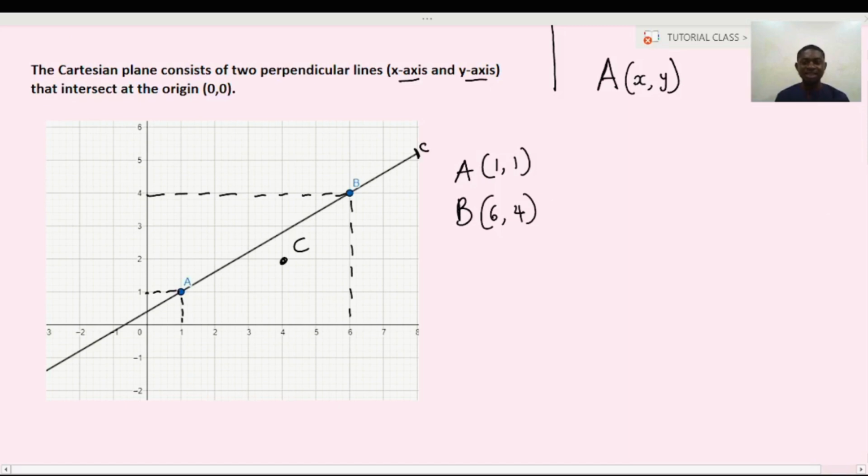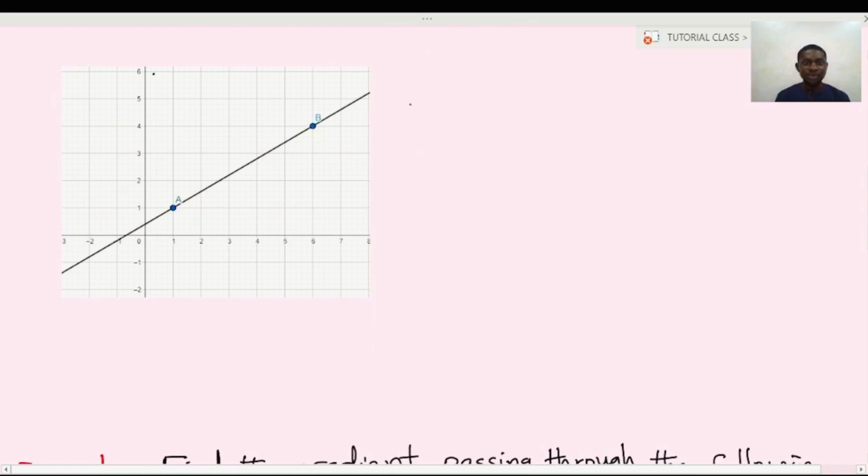Now, we need to understand the concept of gradients. The gradient of a straight line is the measure of steepness of that line, which we often refer to as the increase in the y-axis to the increase in the x-axis. So let's look at this. Gradient, which we always denote with the letter M. You've learned that in your SS1 basic properties of line.